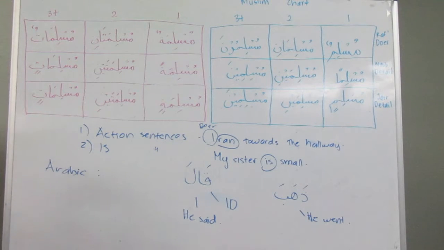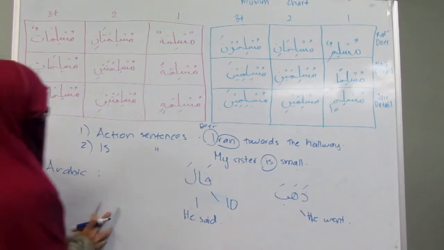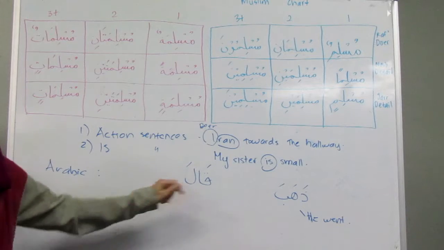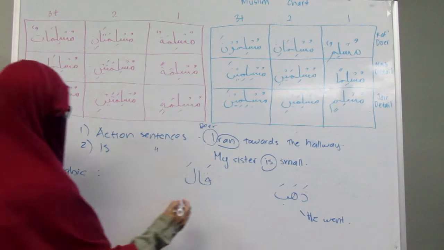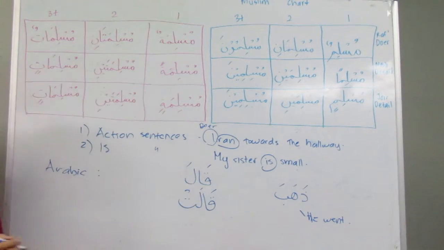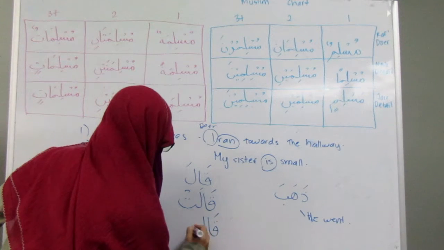I'm going to give you some examples. If you guys remember from last week, those blue cards that I gave you, they're all the same action words, but they're all different, right? How are they different? The beginning or the end? The end, okay? So, for example, how would you say she said? Qala is he said. Qalat. How would you say they said? Qalu. So, what did you notice? How can you tell what the ID is?